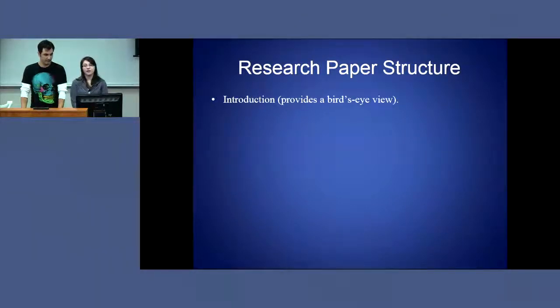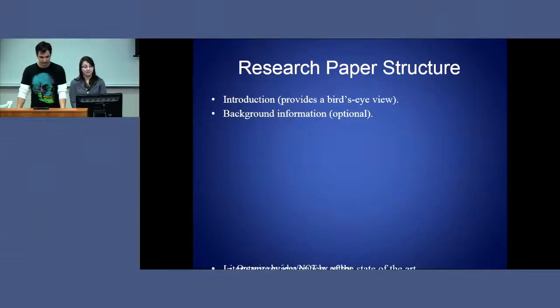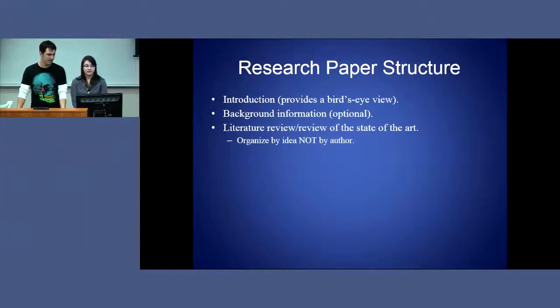If you have a topic about history, talk about whether it is American history, Asian history, contemporary, or ancient. Kind of give those guidelines for yourself. Background information: again, anything that you have that's relevant for the reader to know about what you're going into, mention that. Literature review of the state of the art.